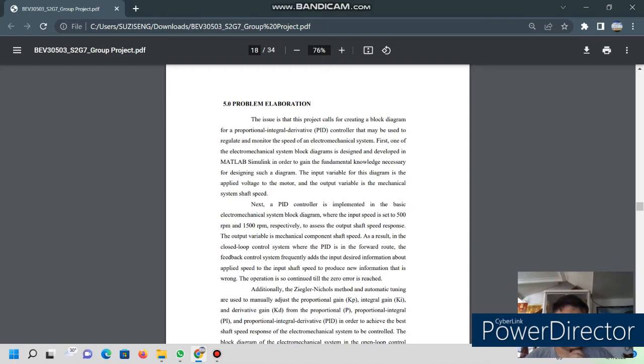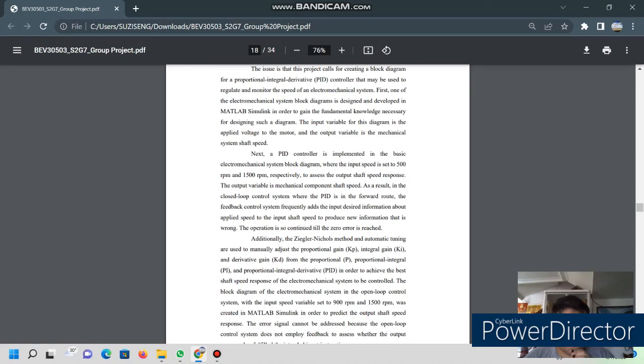First, the electromechanical system block diagram is designed and developed in MATLAB Simulink in order to gain the fundamental knowledge necessary for designing such a diagram. The input variable for this diagram is the applied voltage to the motor, and the output variable is the mechanical system shaft speed. Next, a PID controller is implemented in the basic electromechanical system block diagram, where the input speed is set to 500 RPM and 1500 RPM respectively to observe the output shaft speed response.